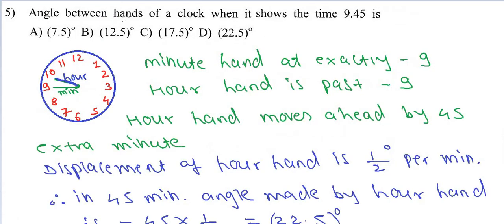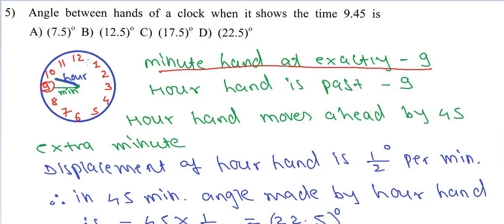MCQ 5. Angle between hands of a clock when it shows the time 9:45 is. Now at 45 minutes, the minute hand is exactly at 9. Now let us revise this thing. Per division, the number of minutes displaced by minute hand are 5.